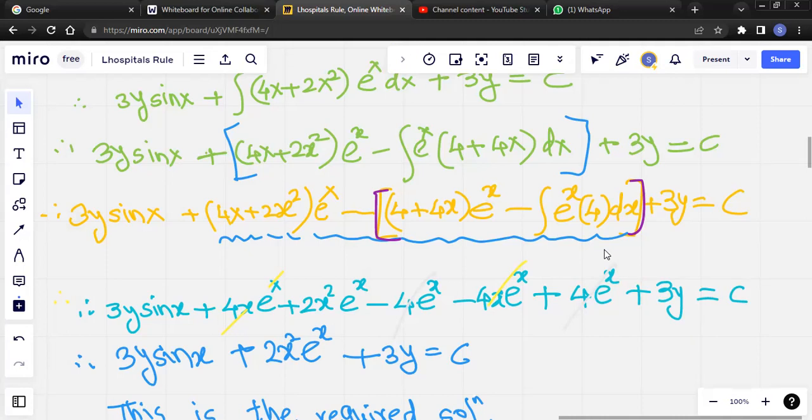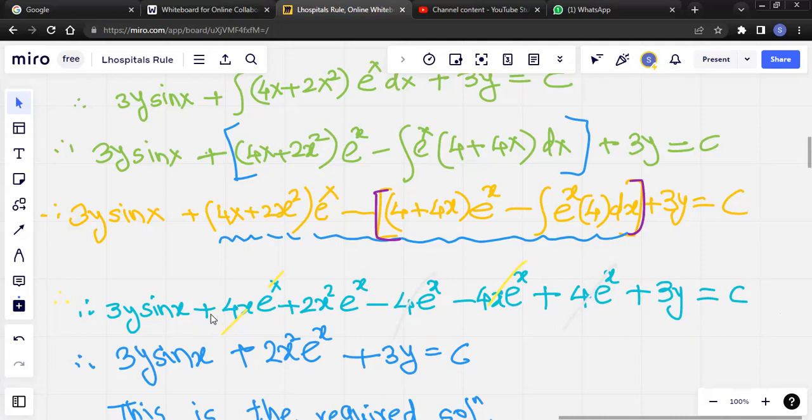So minus 4 times e raised to x, minus 4x times e raised to x, minus of minus makes it plus, and this integration we are just completing. 4 as it is, integration of e raised to x is e raised to x, plus 3y equal to c. And what we observe is that 4 of the terms are getting cancelled.